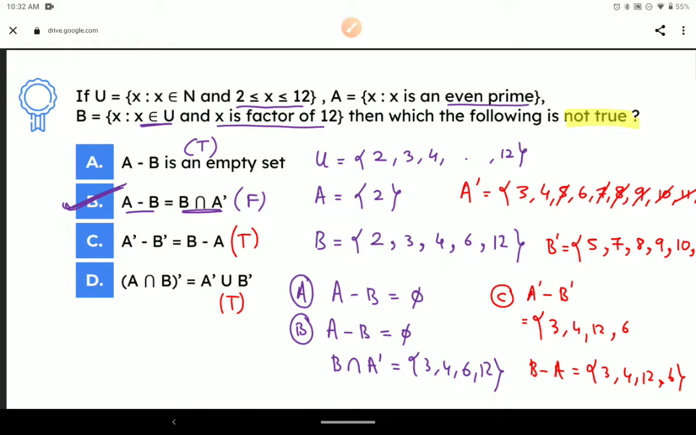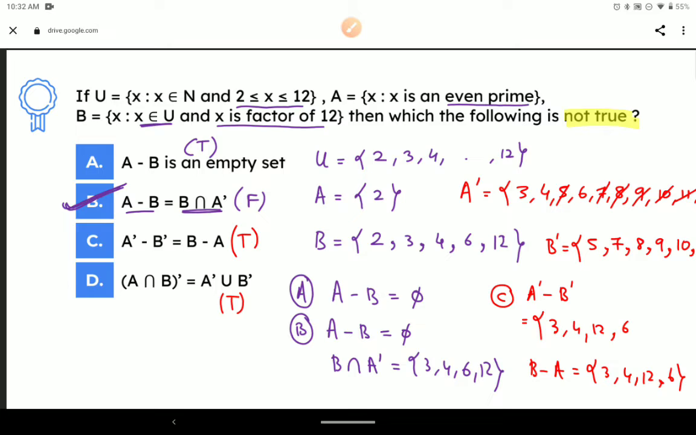See, I'll explain this question. First, there is a set called U. Here it is saying that x belongs to N and 2 is less than or equal to x less than or equal to 12. Then it goes 2, 3, 4, 5, 6, and so on up to 12. And A is x is an even prime. Only one even prime is present in this universe or in all of mathematics, which is nothing but 2.